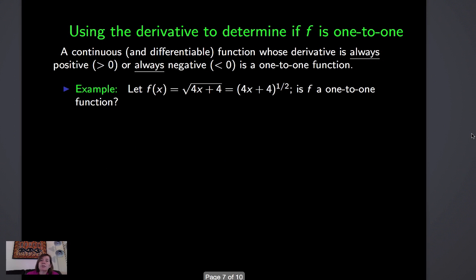So let's look at a function. Suppose we take f of x as the square root of 4x plus 4. That's (4x plus 4) to the 1/2. Is this a one-to-one function?